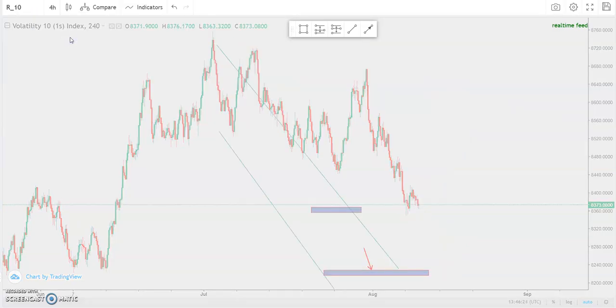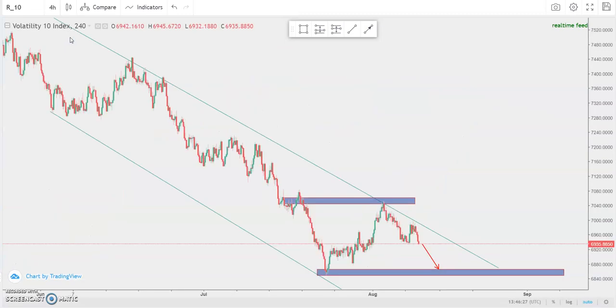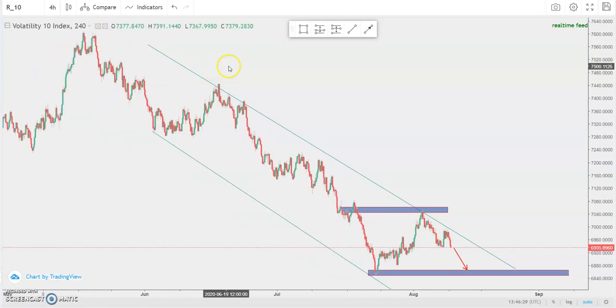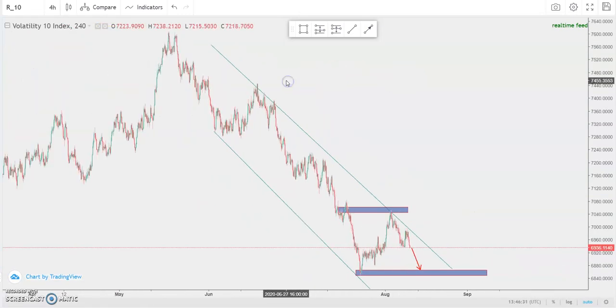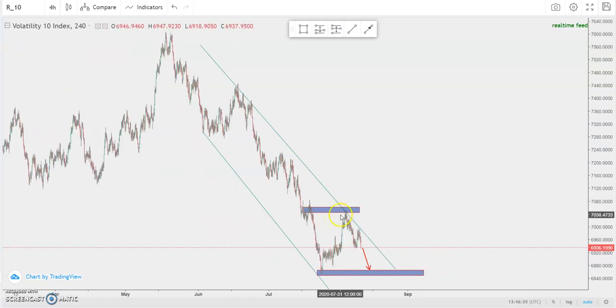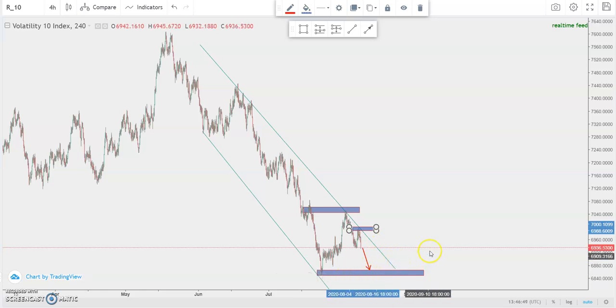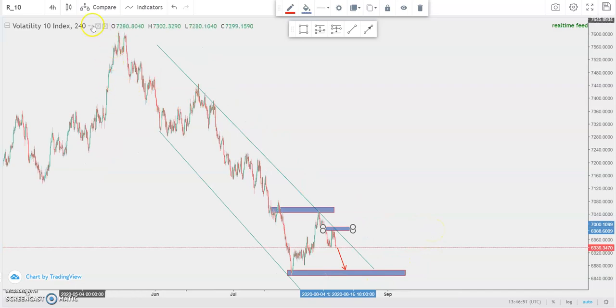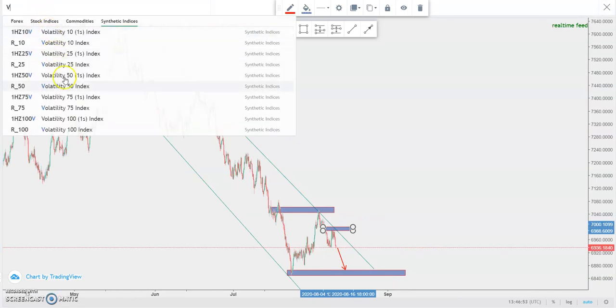V10. Okay, so this is the analysis for V10. I'm in the 4-hour time frame, and we are coming from a major resistance zone. We had another resistance zone here. At the same time, we were on a trend line, so I'm expecting that we are going to head for this zone in the coming week, right? This is pretty straightforward. Let's move on to the next.